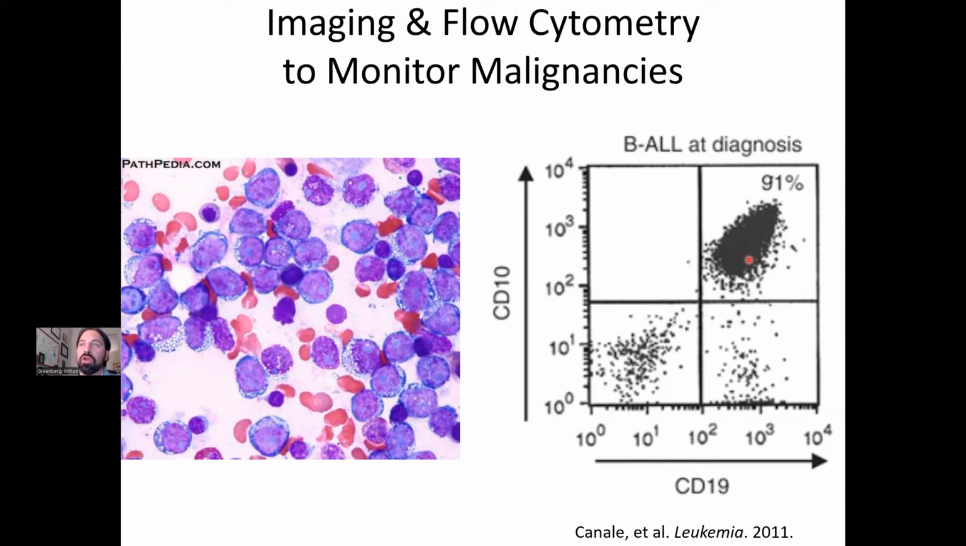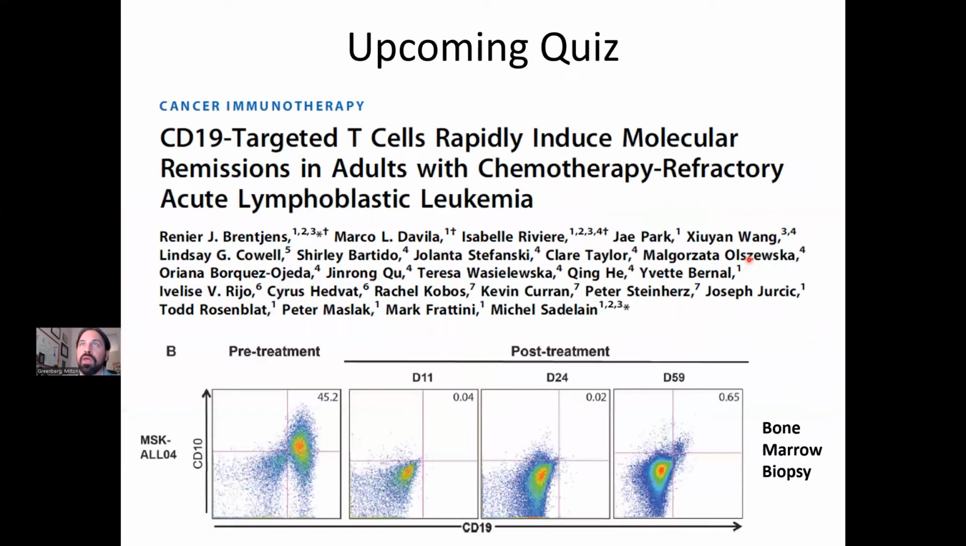And as such, we're going to target it with a targeted therapy. So in this targeted therapy would be CD19. This is a really interesting, just fascinating paper. This is one of the first phase 1 clinical trials that was done using cellular therapies. So this is going to be adoptive cellular transfer of CD19 targeted T cells. And these CD19 targeted T cells rapidly induce remissions in adults with chemotherapy refractory acute lymphoblastic leukemia.